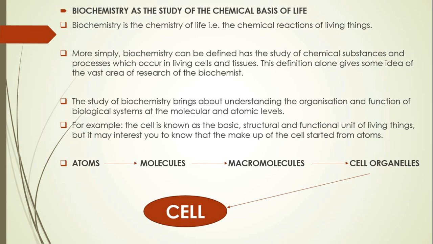Now, if the cell is the basic structural and functional unit of living things, that means the cell comes together to form what we call the tissue. If you remember your organization of life in college biology, the cell comes together to form the tissue. The tissue comes together to form the organs. The organs come together to form the system. And the system, for example, comes together to form the whole organism.